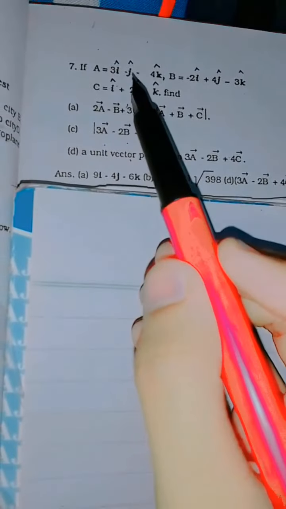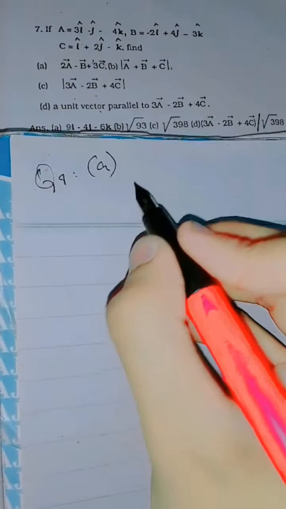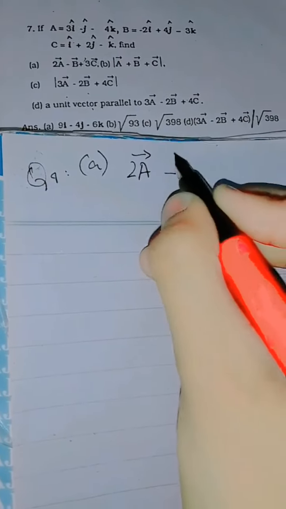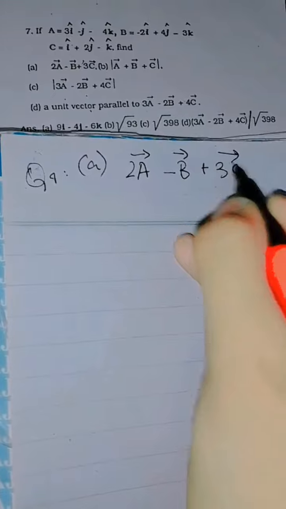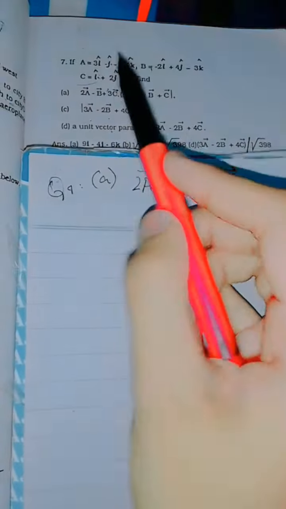Now going to the next question, that is the seventh question. If A is equal to this, B is equal to this, and C is this, find. We have to find first of all A, then B, then C and D. First of all, we'll be finding the A part. In A they are saying 2A minus B plus 3C. We have to solve this. Now we have the A value, B value and C value. With the help of these values we have to find the A part.